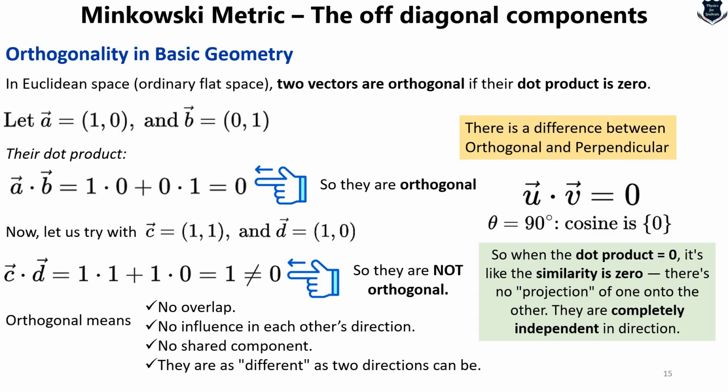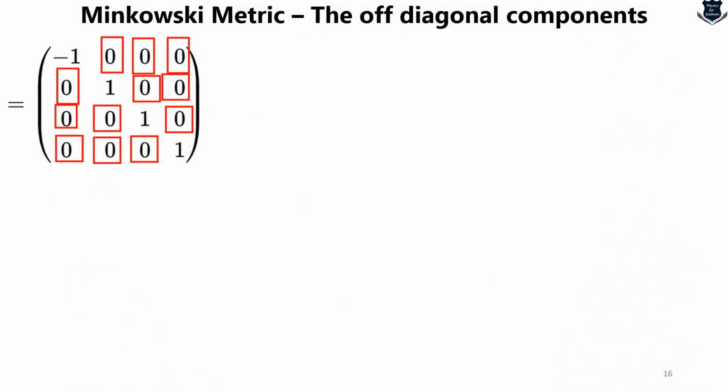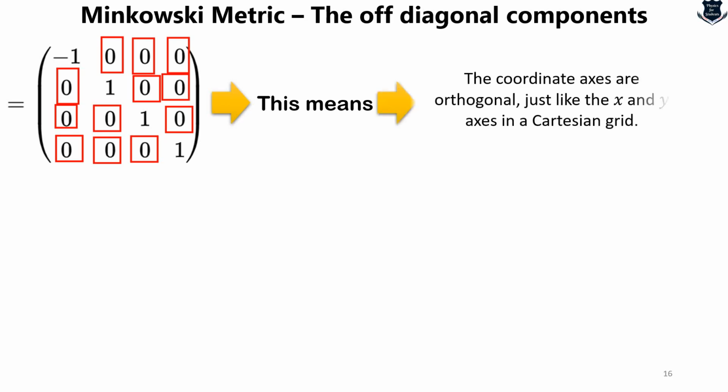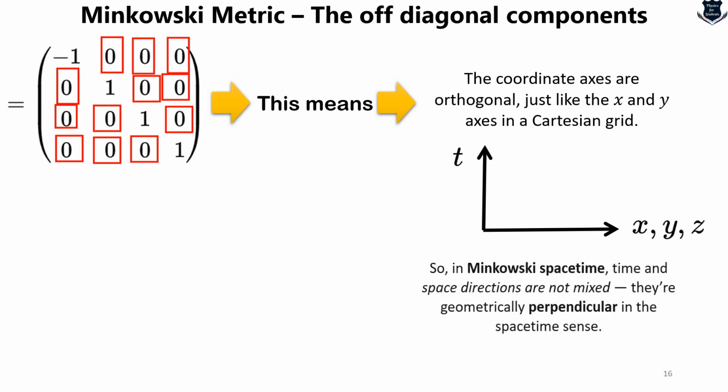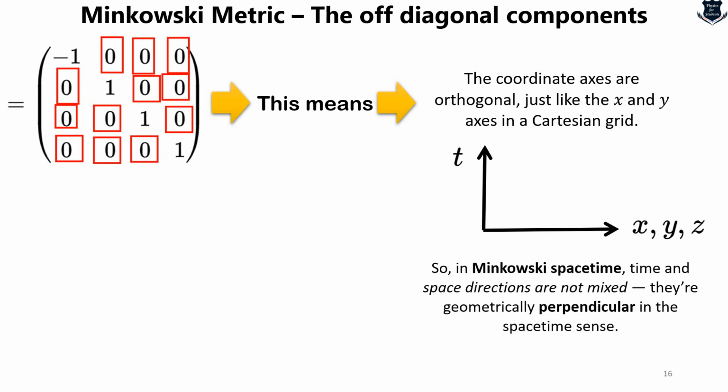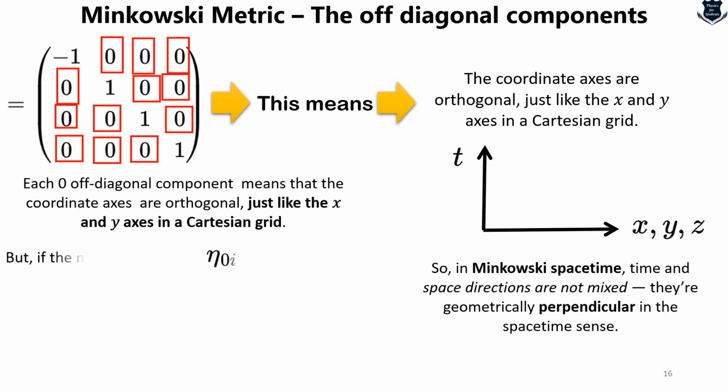However, at this point of time, what is important is why the dot product is 0 and what it means. Now here you can see that this actually means the coordinate axes are orthogonal, just like x and y. For a better visualization, here you can see this is t and this is x, y and z. So in Minkowski spacetime, they are not mixed, they are perpendicular. Each 0 off-diagonal component means that they are independent.